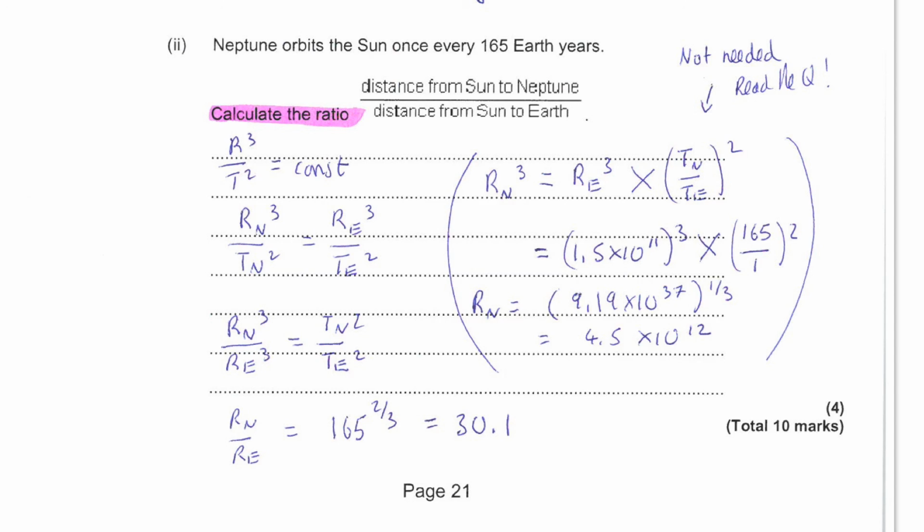And then I simply need to get the ratio of the time periods, square those and take the cubed root. Okay, so you could just do it as to the power of 2/3, or you could do it as two steps, where you do the squaring of Tn divided by Te and then take the cubed root. And that leads you to an answer of 30.1.